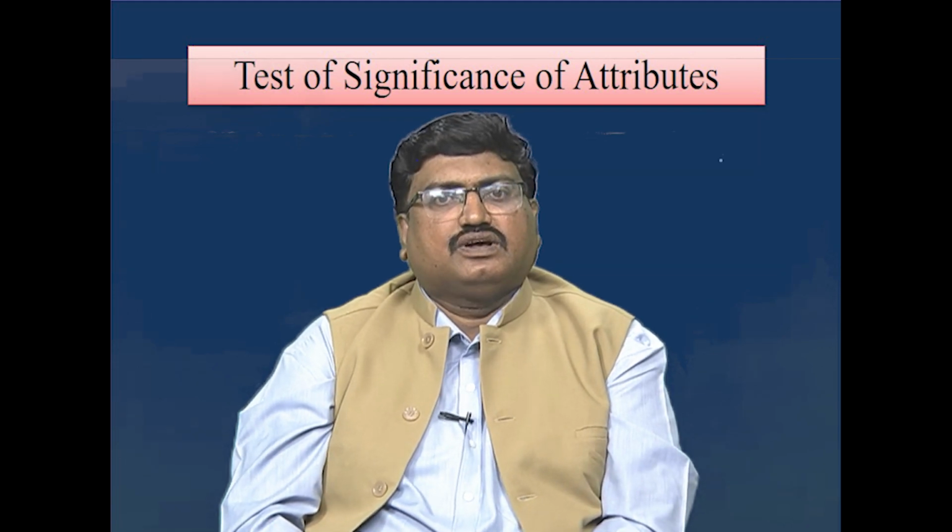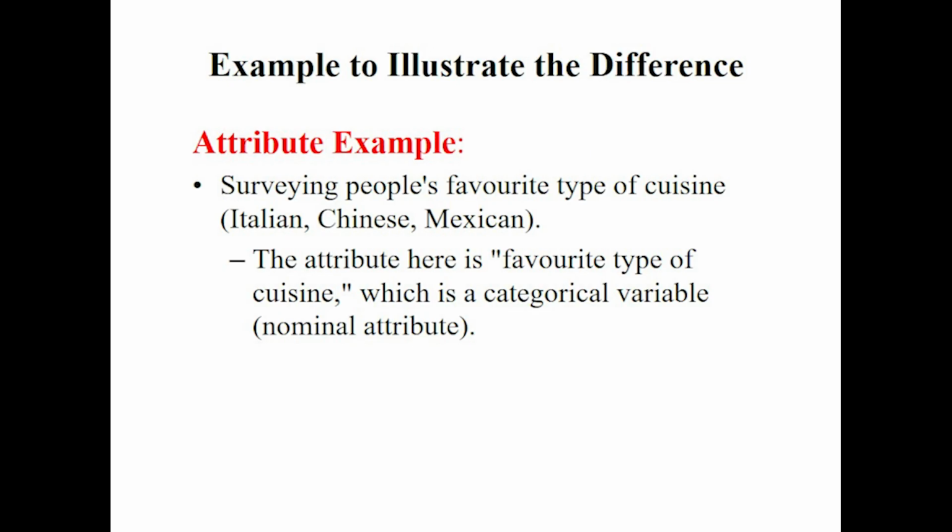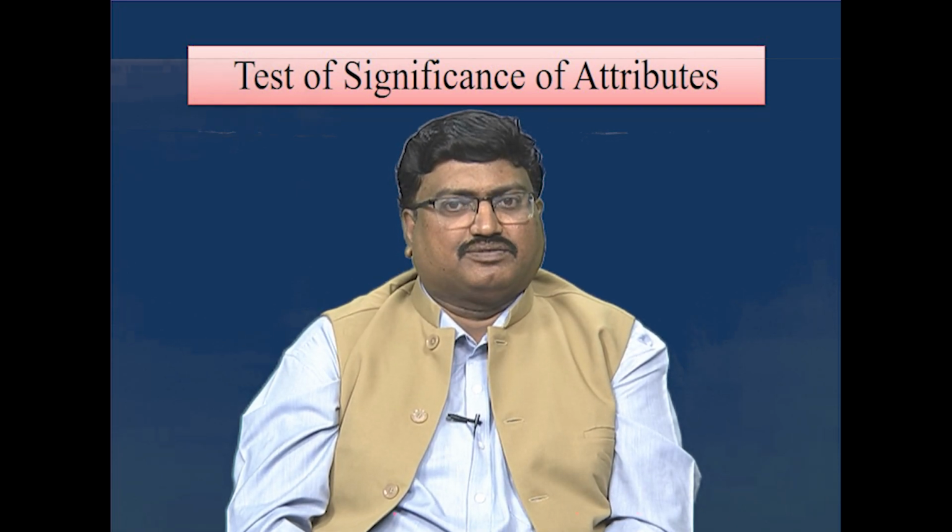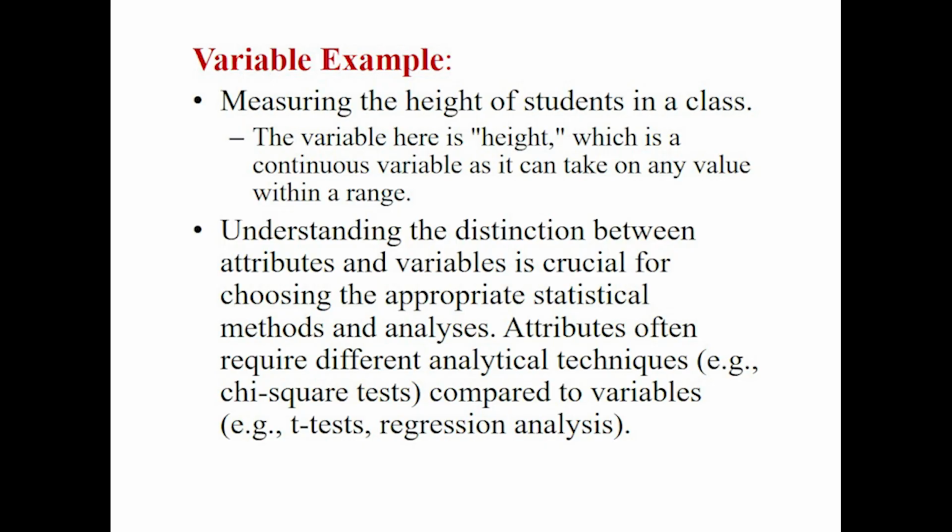Now, an example to illustrate the differences, suppose it is to do with an attribute. People are being surveyed as to what is the favorite type of cuisine, whether it is Chinese, whether it is Italian, whether it is Mexican or whether it is Indian. Now, it is to do with categorical data, whether you like Indian food or not, whether you like Chinese food or not, or fast food or not. Now, a variable is about measuring the height of students in a class.